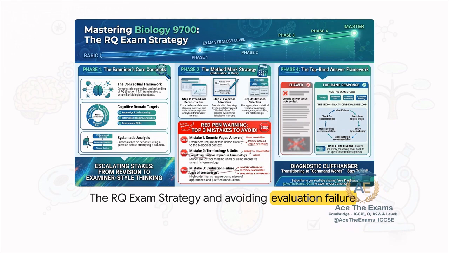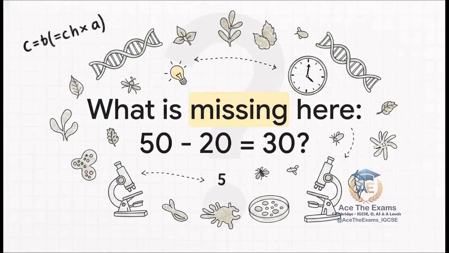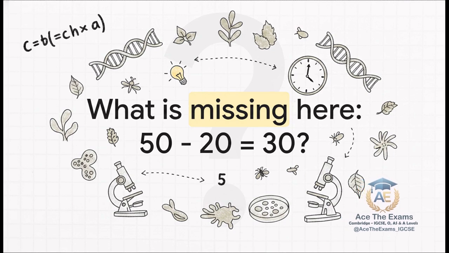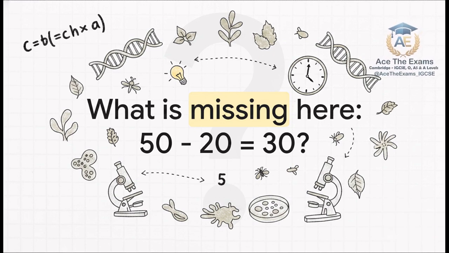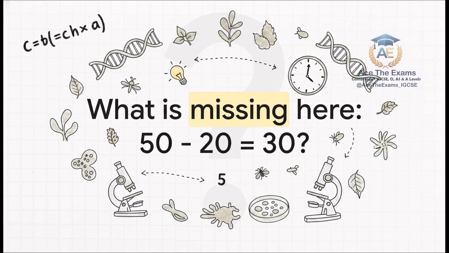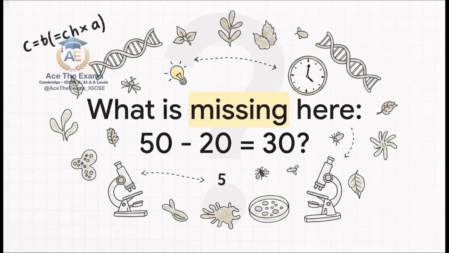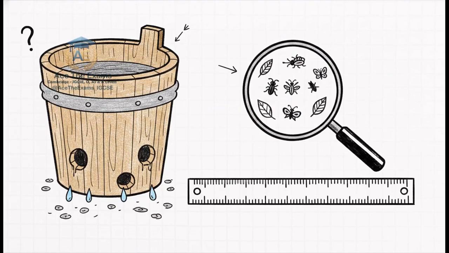All right, let's pause for a second for a rapid-fire interactive challenge pulled straight from the Principal Examiner reports on Topic 18.2, Assessing Biodiversity. Imagine you see this calculation on a candidate's paper. 50 minus 20 equals 30. Mathematically, it's flawless, right? But in the context of the Biology 9700 exam, it is an absolute mark killer. You have exactly 5 seconds to spot the missing element. What is wrong here? Missing units. Yep, if you didn't say units, you just dropped an incredibly easy mark.